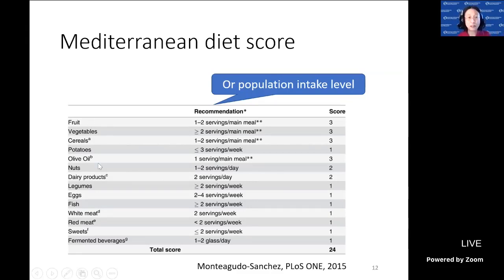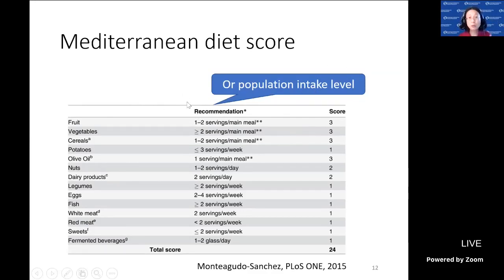So you can see that there is a bunch of food groups here, and then there are also the consumption quantities, in which if somebody is eating at this level of consumption, they get a certain number of points, and then you add up the number of points that way. This particular example has predefined, very defined, unambiguous cut points. Some other Mediterranean diet scores, and not just Mediterranean diet scores, any kind of score, you can do it that way, is to use the population intake level as the cutoff.